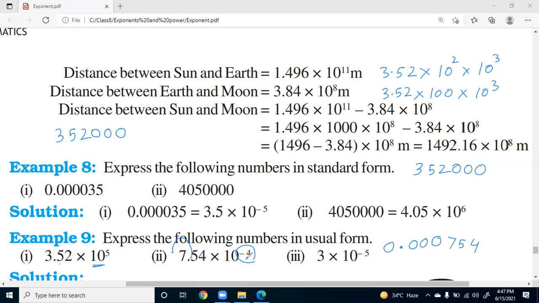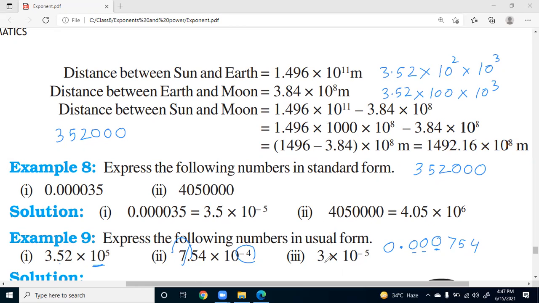So how I have done: as it is 10 raised to the power minus 4, I have to move 4 places in the left direction. So one place I have moved by cutting 7. Then how many more places I need to move? So 3 places. So I have put 3 zeros. So the number is 0.000754.